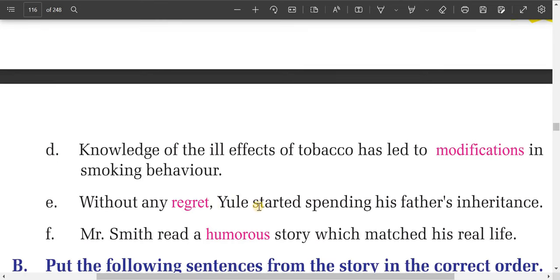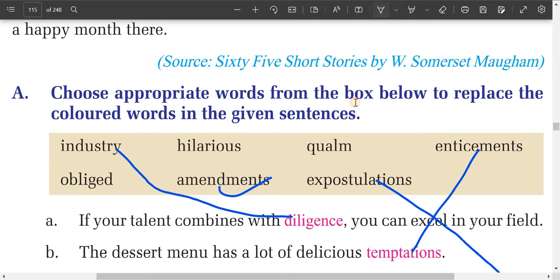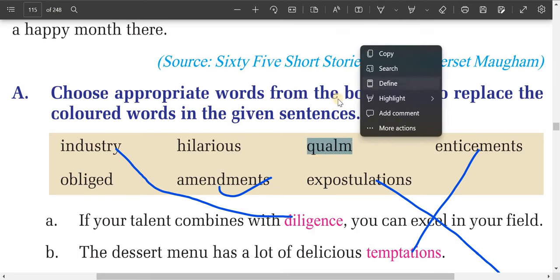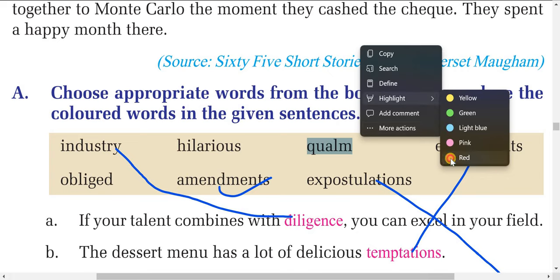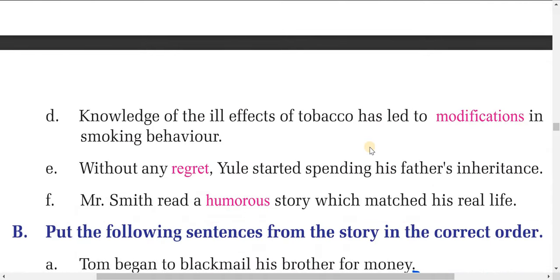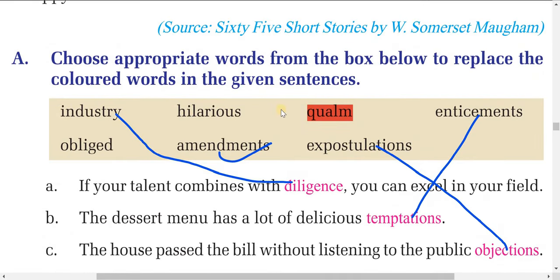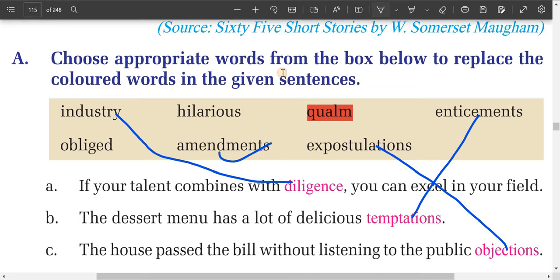Now, without any regret, you will start spending your further inheritance. So regret means doubt and calm. So for regret, we should write calm. Now, dear students, next word. Mr. Smith read a humorous story which is real life. So humorous means here hilarious. It's really easy. In place of humorous, you have to write hilarious. So students, I think you have got the answers.